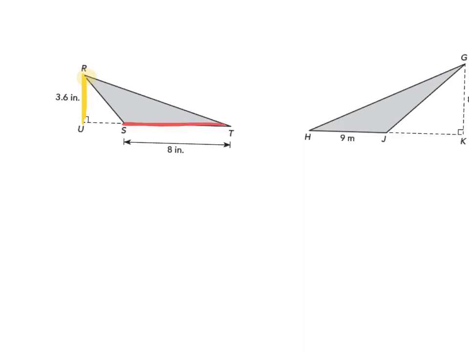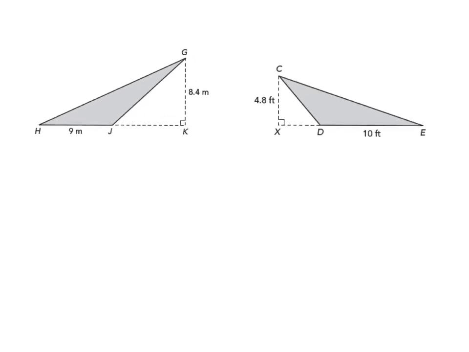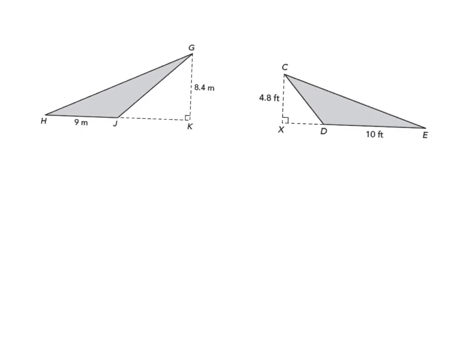But that's okay. As long as I know the length of this base and its corresponding height, I can find its area. Area is 1/2 times the base here, which is 8, times the height, which is 3.6. Half of 8 is 4, and 4 times 3.6 is 14.4, in this case, inches squared. If we look at the other two, you can pause the video here, try those two, and then we'll go over them.